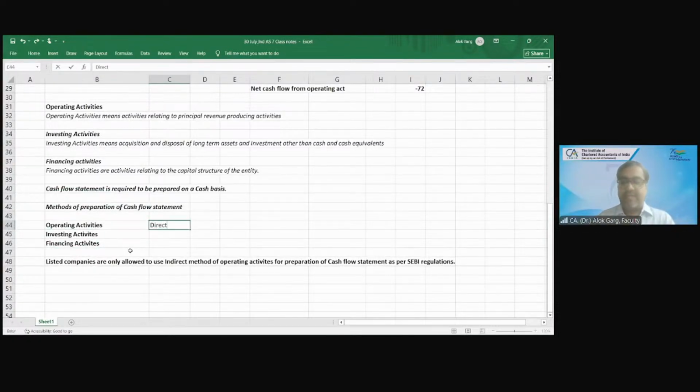So what is the method of preparation of cash flow statement for operating activities? As I told you, it is direct as well as indirect method. For investing activity and financing activity, it is always direct method. Right?